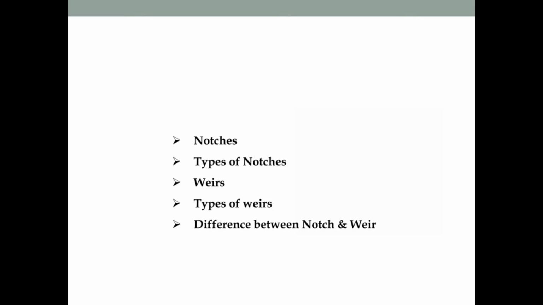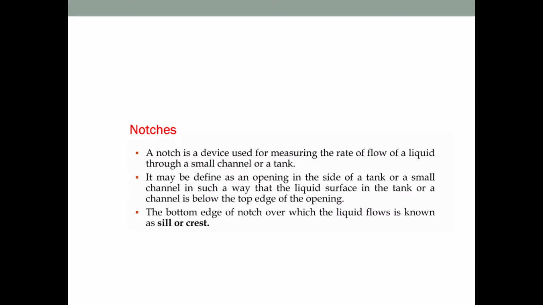So we are going to see the notches, the types of notches available, weirs, what is meant by weir types, and the difference between notch and weir. A notch is a device used for measuring the rate of flow of a fluid through a small channel. Consider a small tank and how the fluid is flowing. It may be defined as an opening in the side of a tank or small channel such that the liquid surface in the tank or channel is below the top edge of the opening.